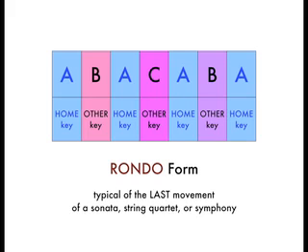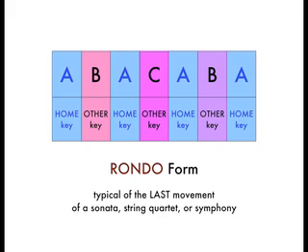The next formal template, slightly more involved, but still fairly simple, is what's called rondo form. This is typically used in the last movement of a sonata, string quartet, or symphony. It's usually at a fast tempo. And the rondo theme is the first thing that we hear, so it's labeled with the letter A, and it's in the home key. Then we move to something else, other material in another key, because it's other material, it's labeled as B. And then after the B, we go back to the opening A material in the home key, and so on.